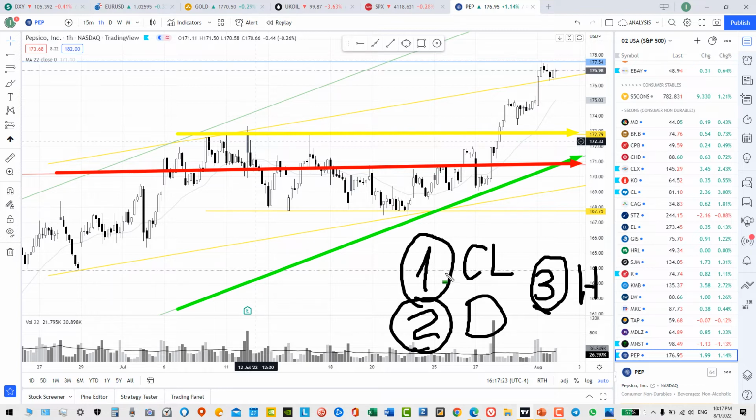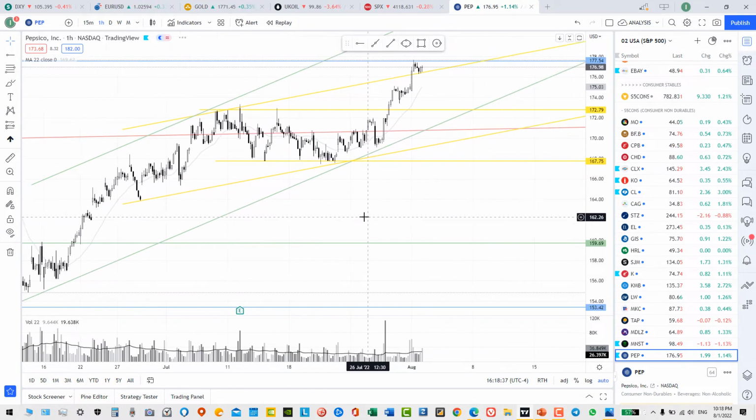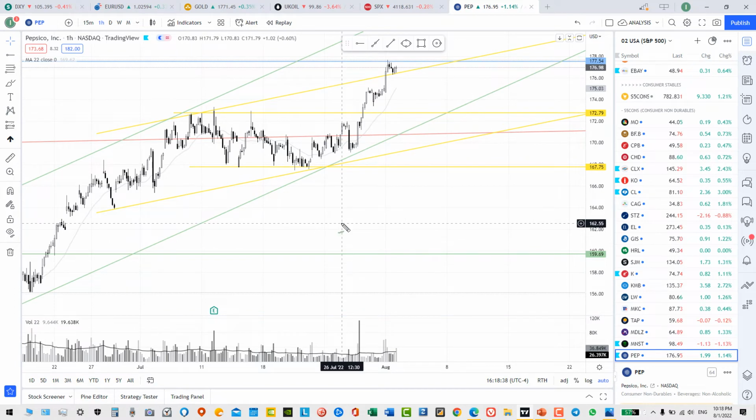above this zone of supports, ranging from, you can accept it, 170 up to 173. Therefore, any correction or any kind of short-term move to the downside is not dangerous, and the stock is considered in the same bullish environment as long as this area is not broken to the downside.